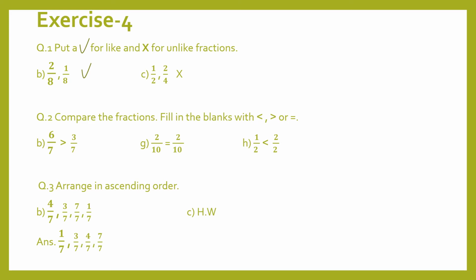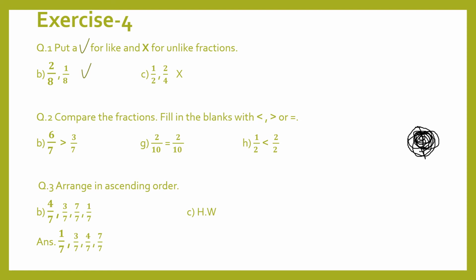2 by 10 is equal to 1 by 2, and 2 by 2 means there is a thing and there are two parts out of it and both parts are shaded. It means the whole part is shaded. Obviously that shows 2 by 2, that is one whole thing, and one whole thing is greater than half.